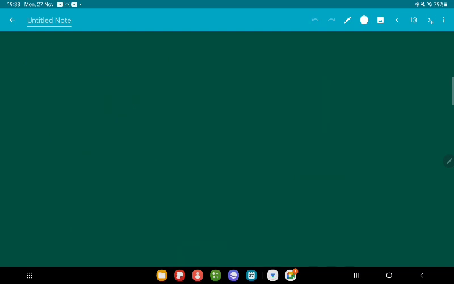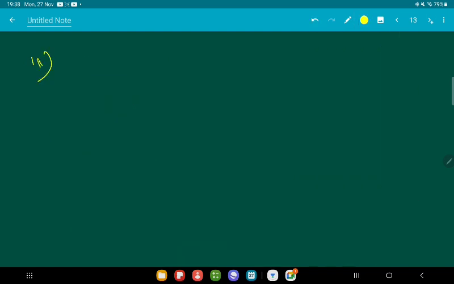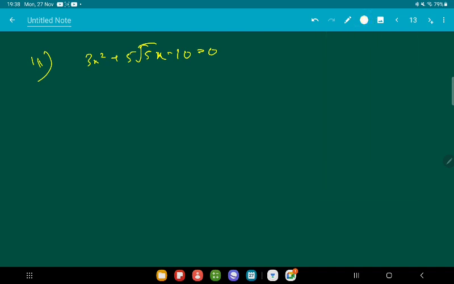Okay, alrighty. Another question, if you want to try, 3x square plus 5 root 5x minus 10 is equals to 0. This is your question. So 3x square plus 6 root 5x minus root 5x. See, 10 into 3 is 30. So what are the factors of 30? 6 into 5 is 30. So that you should think about it.